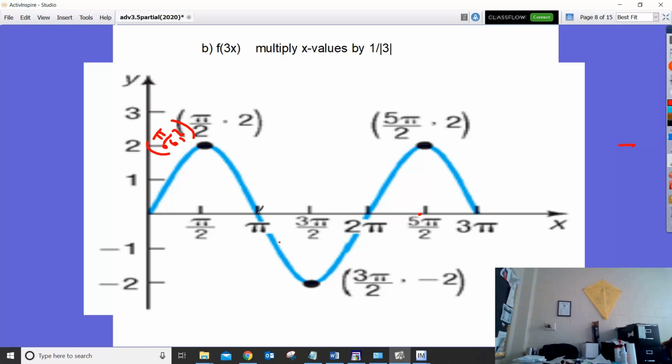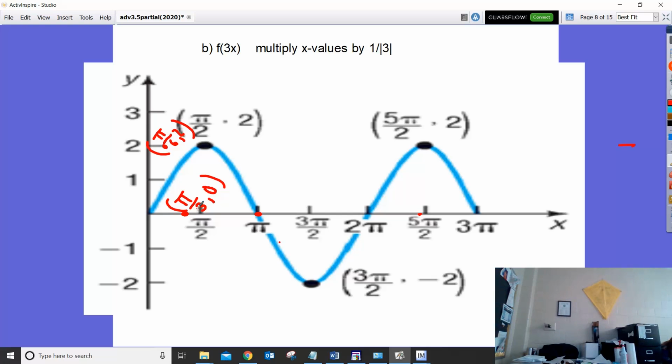Now you do have a point here. You got to remember this guy, he was originally pi, 0. What are you going to divide him by? Or what are you going to multiply him by? Divide by 3, or multiply by a third. So what was it? Pi becomes pi over 3. Isn't that a little bit before half? A third, a little bit before half.